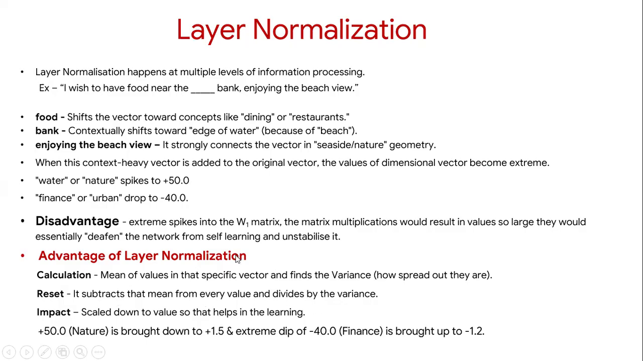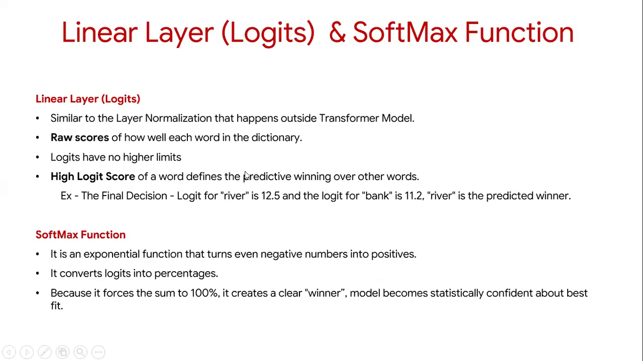It scales down to marginal values, like the plus 50 is brought down to 1.5 and the finance value is brought down to 1.4. Finally, we can see the linear logit function and the softmax function. The information is processed through the linear logit function. It is similar to the layer normalization function, which happens in the transformer, but the linear logit function happens outside the transformer model. The raw scores of how each word is defined in the dictionary are defined here.